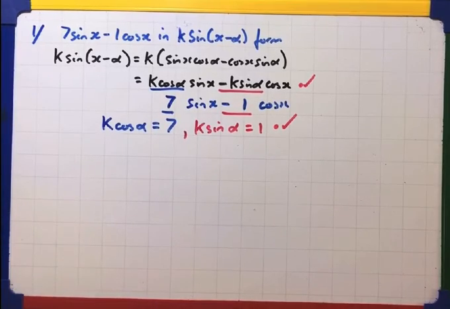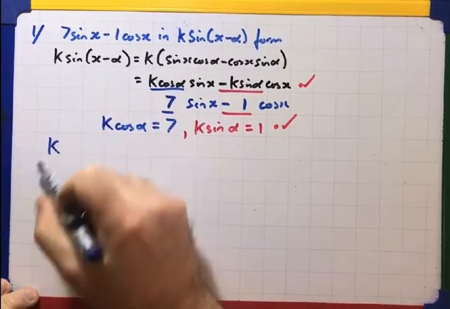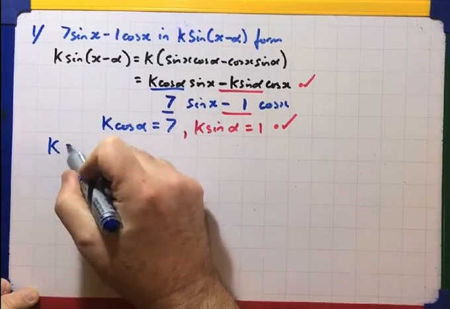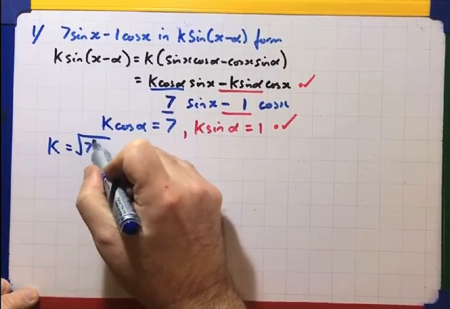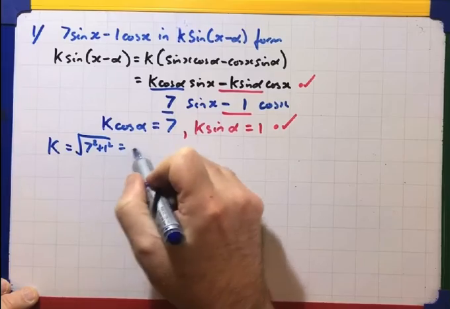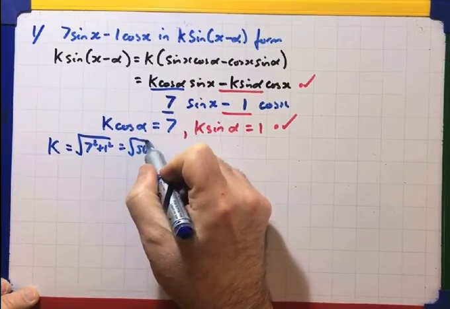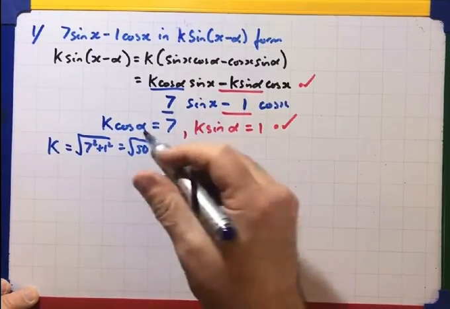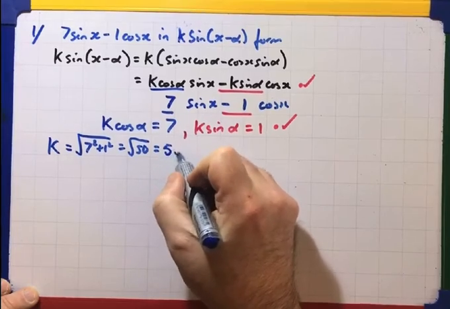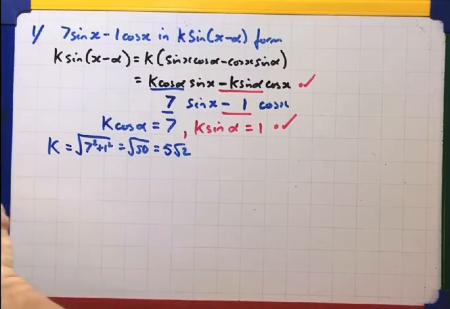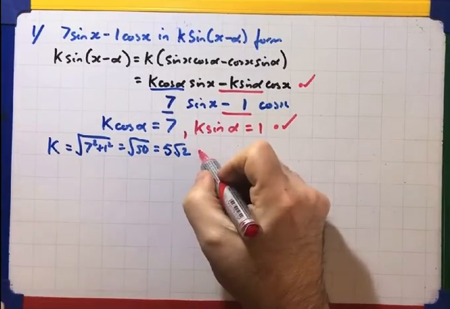Okay, next bit, remember k is always just these two squared and added. So root of 7 squared plus 1 squared gives me root 50, which your calculator will neaten up for you anyway, to 5 root 2. Get a mark for doing that. 1 mark for that bit.